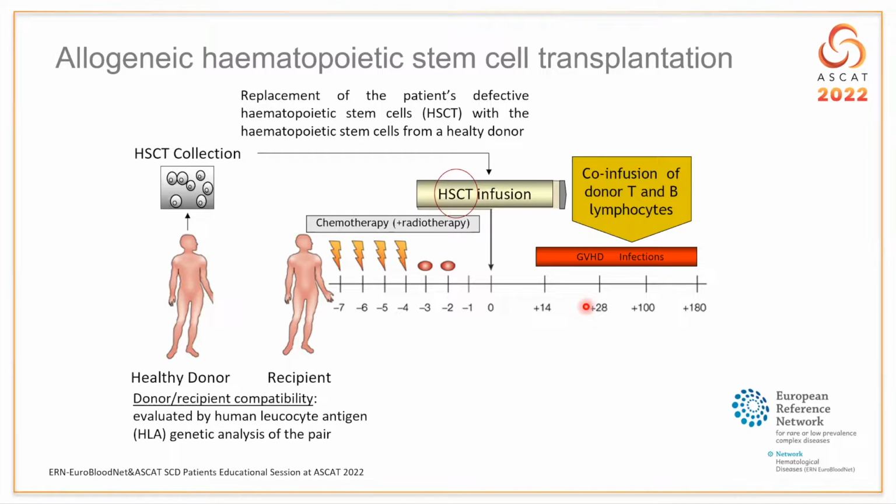We have to wait for the engraftment, but during this period between the infusion of the stem cells and the engraftment, that usually lasts between 2 to 4 weeks, patients can have infections, can experience toxicity from the conditioning regimen, and can have hemorrhagic complications. So this period of so-called aplasia between the infusion of the stem cells and the engraftment of the stem cells is very important.